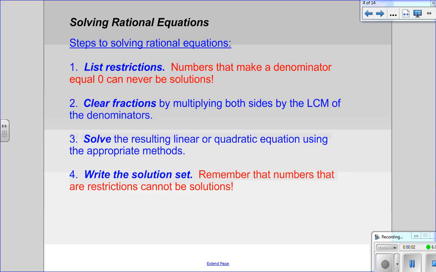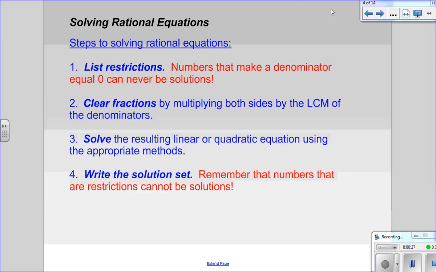In this video, we'll look at how to solve two more rational equations and step up their difficulty level a little bit. Before we solve them, let's just review our steps for solving rational equations. You list the restrictions, then clear the fractions, then solve the resulting equation, and then you write your solution set, making sure that you check for your restrictions. So let's do this process twice.